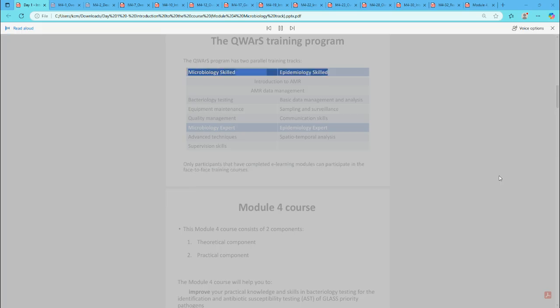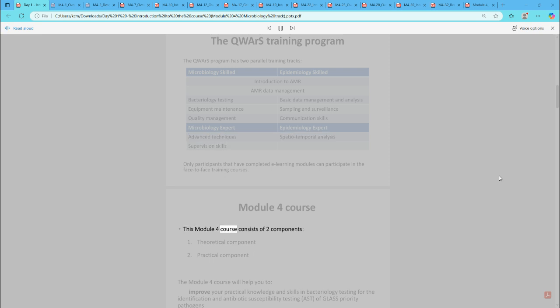Microbiology skilled, epidemiology skilled, introduction to AMR data management, bacteriology testing, basic data management and analysis, equipment maintenance, sampling and surveillance, quality management, communication skills. Microbiology expert, epidemiology expert, advanced techniques, spatiotemporal analysis, supervision skills.